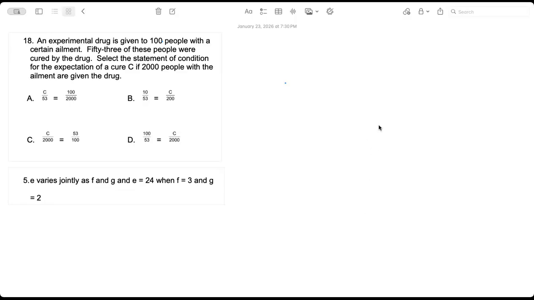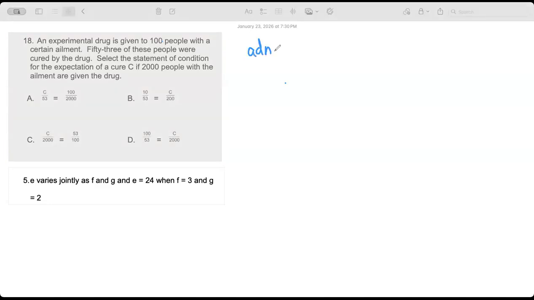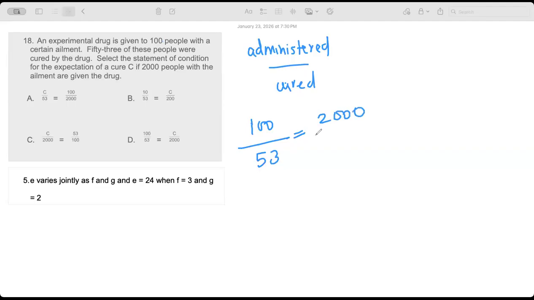Yeah, Subhi, Akshada, Annam, correct. Krishiv, correct. Shrikar, is it B or C? That was for the last question. Oh, okay. So here the answer is C. So an experimental drug is given to 100 people, 53 of these people were cured. The ratio administered divided by cured will be the same, right? Administered divided by 53 people were cured by the drug. 2000 people with the ailment were given the drug.